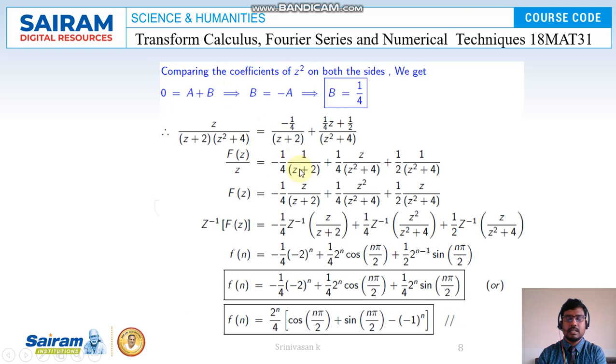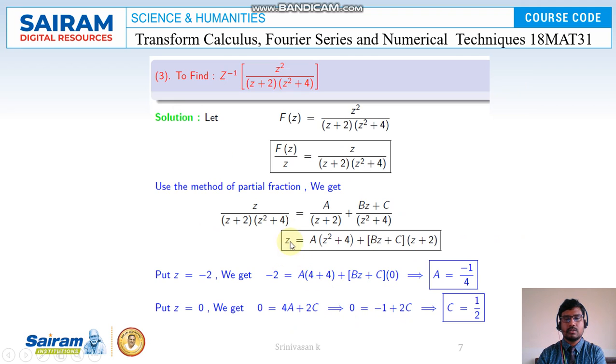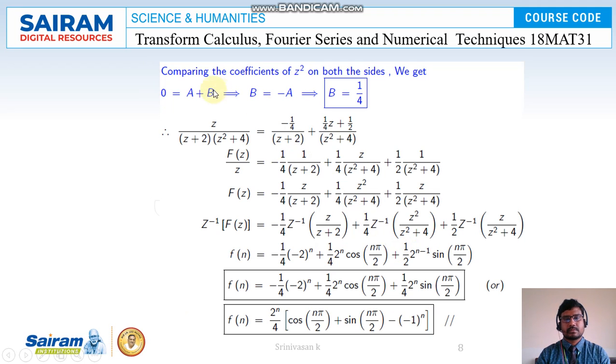Okay. So next we have to find b value. As usual, same procedure, compare the coefficient of z square on both sides. On the left hand side there is no z square, so 0 equal to a plus b, b equal to minus a because we know the a value. So a value is minus 1 by 4, so we get b equal to 1 by 4. Substitute a, b, c values, we get this equation. And I split this equation into two terms.